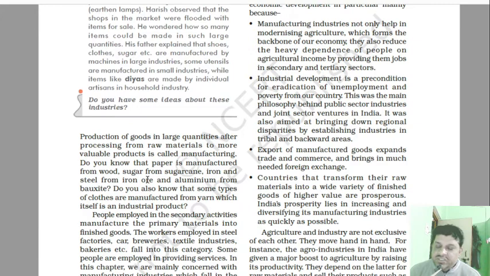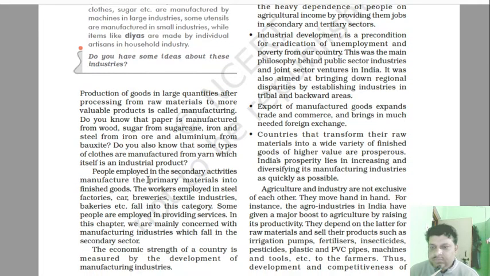So in industry we directly use primary products like sugarcane and iron ore, and we also use yarn-like products, which are also industrial products. So manufacturing refers to the large scale production of goods after processing of raw material into more valuable products. People employed in the secondary activities manufacture the primary materials into finished goods.